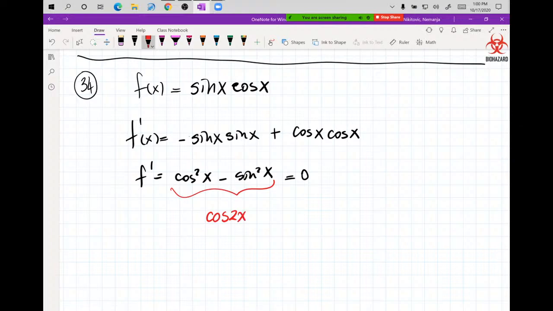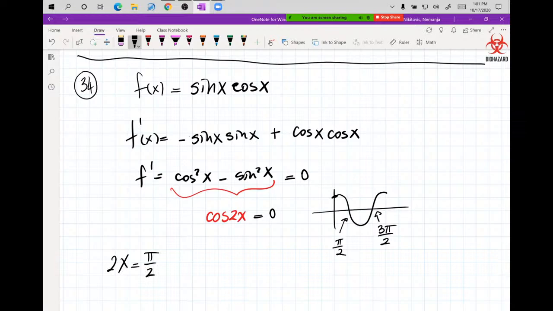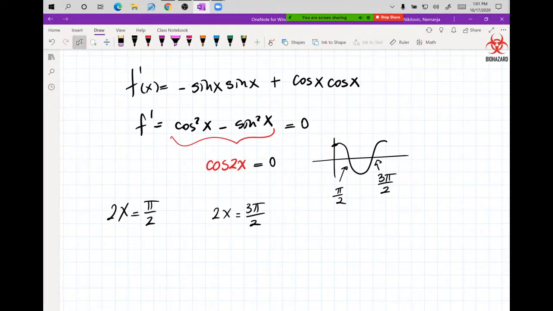Cosine 2x equals 0. Ooh, right? So now, where is my cosine? It's 0 at pi over 2, and it's 0 at 3 pi over 2. So 2x is equal to pi over 2, and 2x is equal to 3 pi over 2. The first one is x equals pi over 4, and the second one is x equals 3 pi over 4.